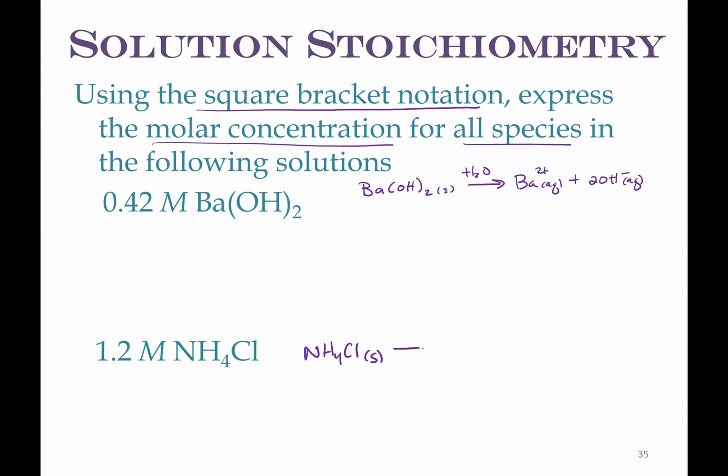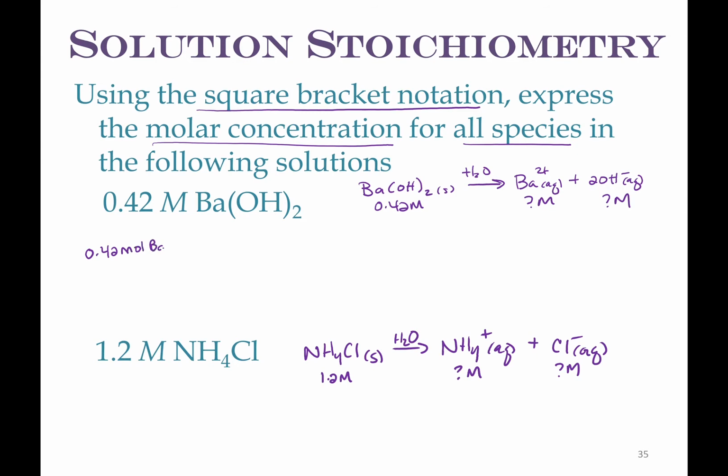NH4Cl as a solid, put it in water, and you get 1 ammonium aqueous plus a chloride anion. The first one says we have a 0.42 molar solution of barium hydroxide. We would like to know what the molarity of both of the anions are. And here we have a 1.2 molar solution. We would like to know the concentration of both of the anions. So barium hydroxide, we have 0.42 moles of BaOH2 for 1 liter.